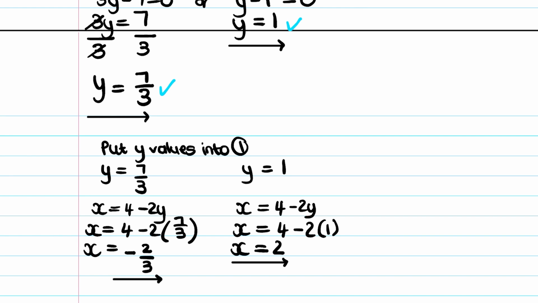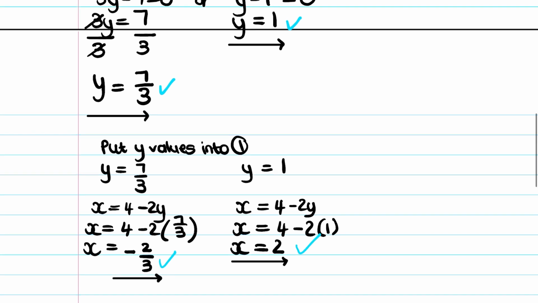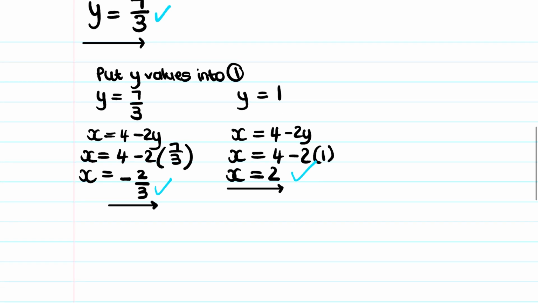So you should have y is equal to 7 over 3, y is equal to 1, x is equal to negative 2 over 3, and x is equal to 2. And that then is the simultaneous equation done and dusted.